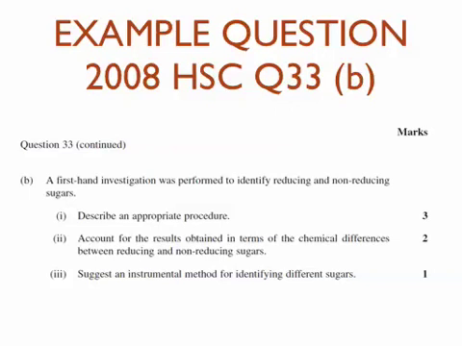2 marks: you need to account for the results obtained in terms of the chemical differences between reducing and non-reducing sugars. You need to suggest an instrumental method for identifying different sugars, which we will cover in subsequent lessons.